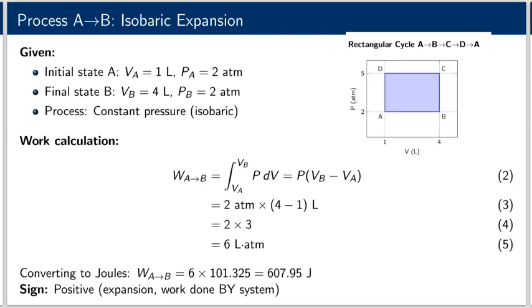Now if we change that 6 liter atmosphere to joule, we have to multiply it with 101.325. So finally the total work for A to B is 607.95 joule. This is the positive work here, and that means the system has expanded.